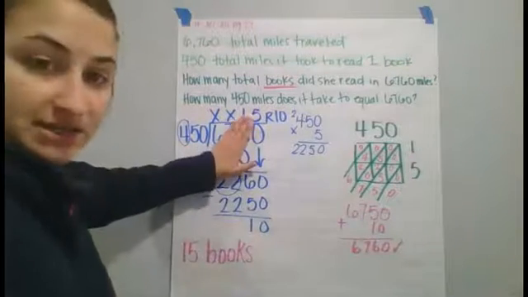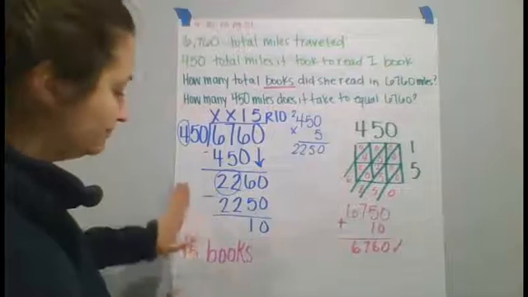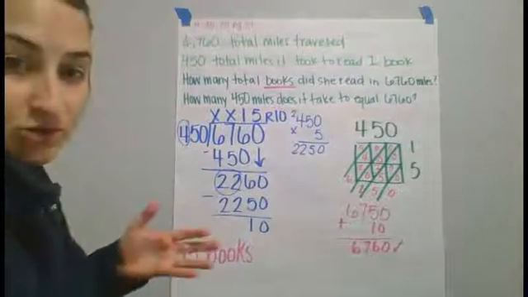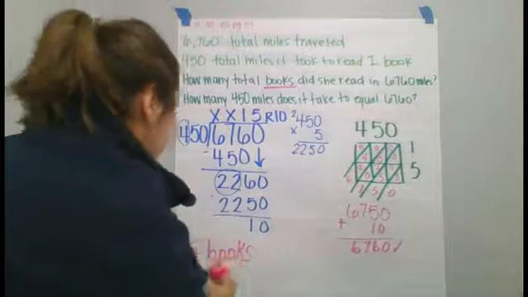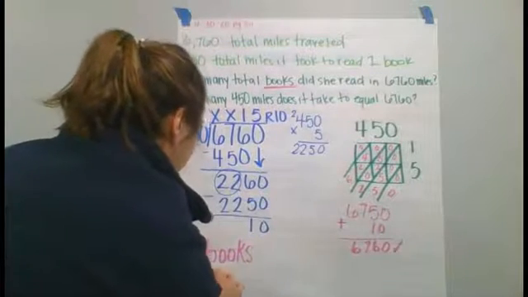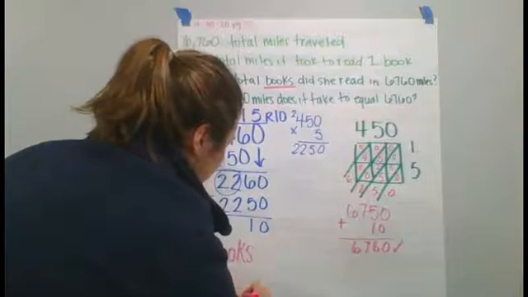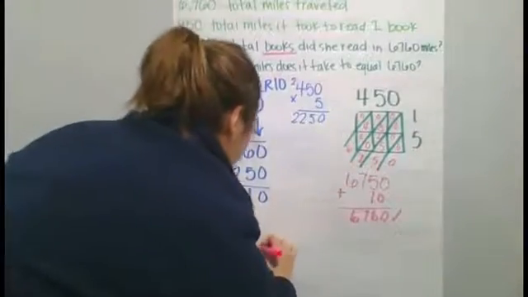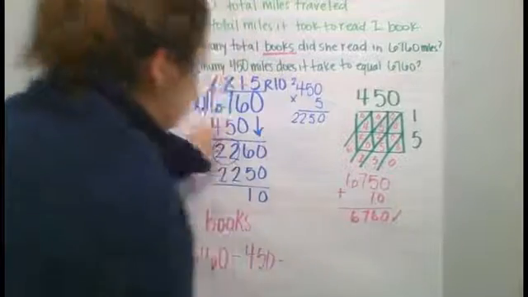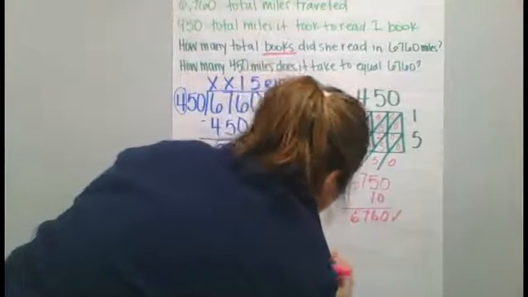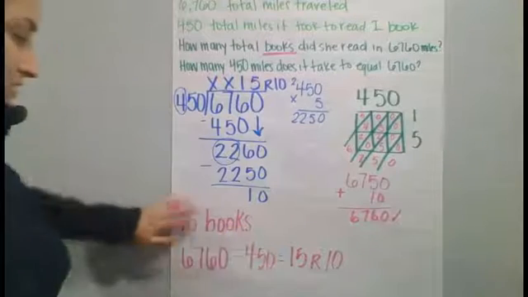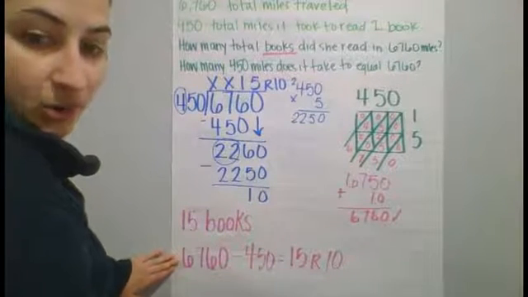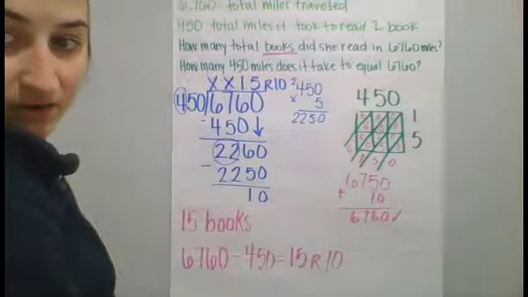And then for our equation, we're going to actually put out the whole thing because that's what it actually equaled. So we're going to take the 6,760 and divide that by 450, which did equal 15 remainder 10. So this is your answer with your unit, 15 books. But then for your equation, you're going to write out the whole thing with 15 remainder 10.